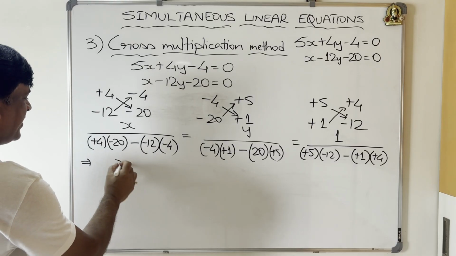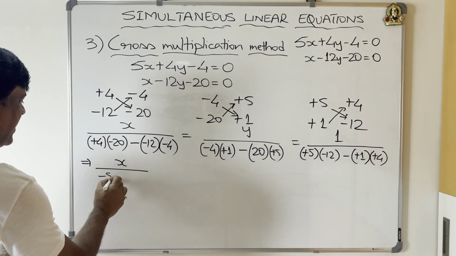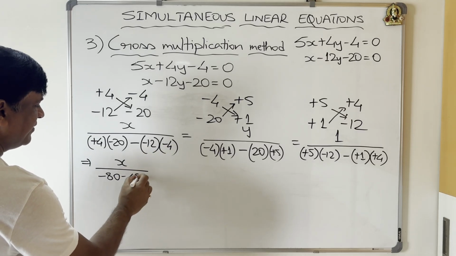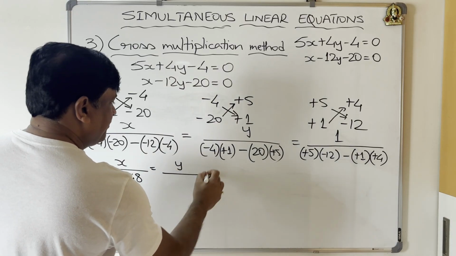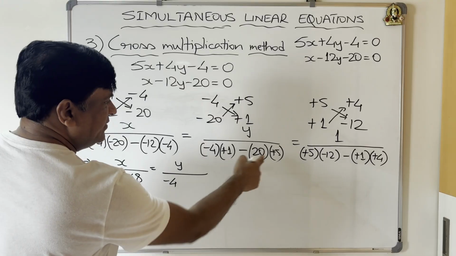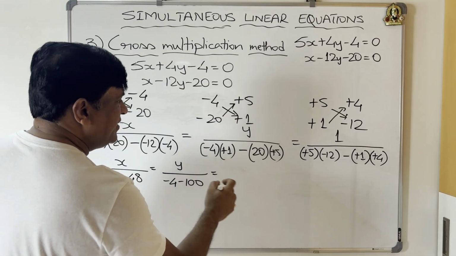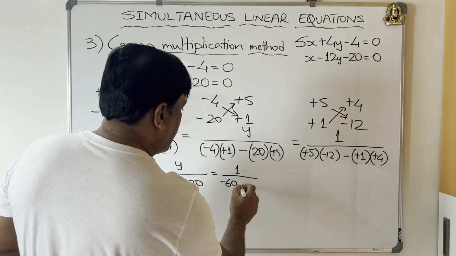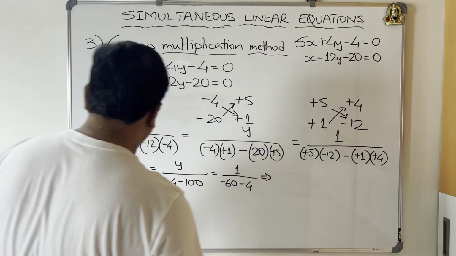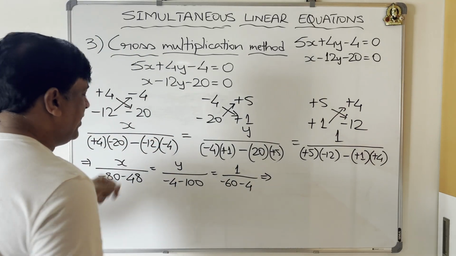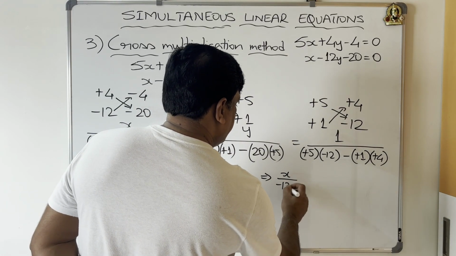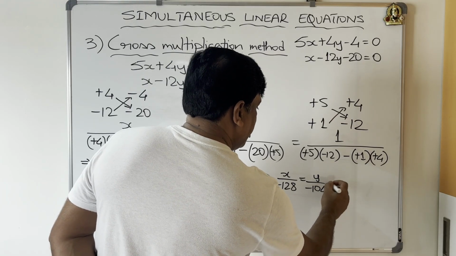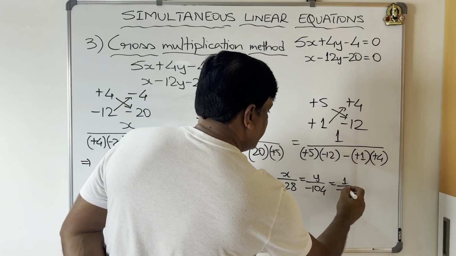What do you get? You get x by, this becomes minus 80, this becomes plus into minus becomes plus, so this will become minus 48, is equal to y by, you get minus 4 and this is minus 100, right, is equal to 1 by, this becomes minus 60 and minus 4. Okay, so what do you get ultimately when you resolve all the denominators? You get x by minus 128 is equal to y by minus 104 is equal to 1 by minus 64.